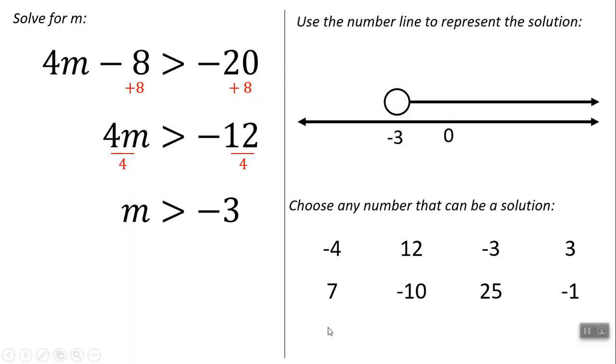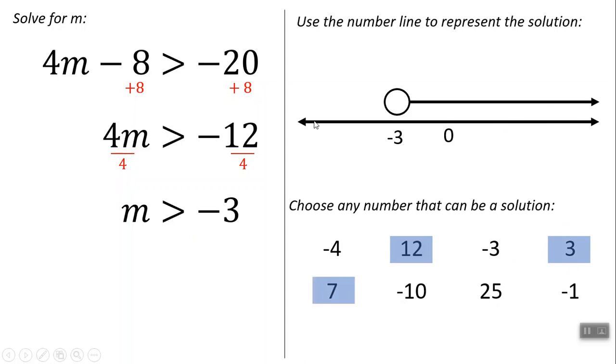From here, we start looking at our answers. Is -4 going to fall under this arrow? It would not. Is 12 going to fall under this arrow? 12 would be under the arrow over here. Yes, it would. -3. Well, the target is -3, but since it's an open dot, since it doesn't say or equal to, we can't use it. 3, on the other hand, is under the arrow. 7 is under the arrow. Basically, anything positive is going to be allowed as a solution.